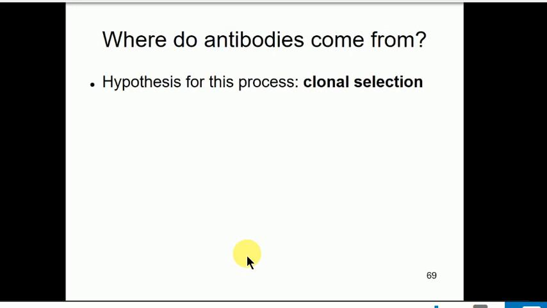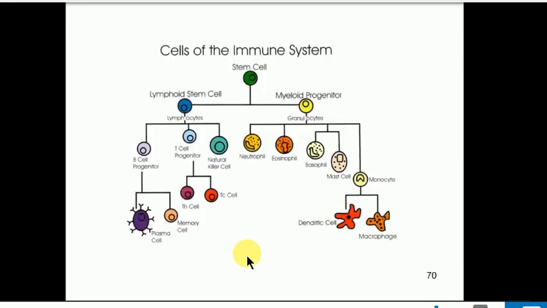So the question is, where do antibodies come from? There's lots of different answers to this that we'll go through, but I'm going to talk about this idea of clonal selection. So just to remind you, this is the family tree of antibodies. They all start off as stem cells, obviously. The antibody-producing cells are the B cells.